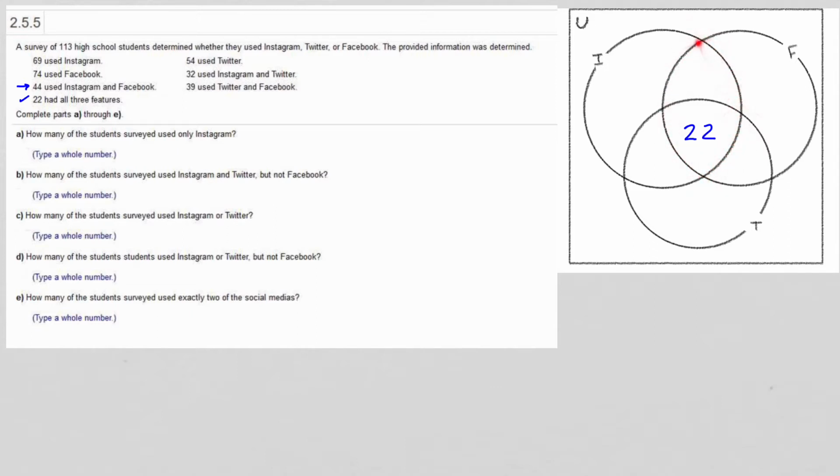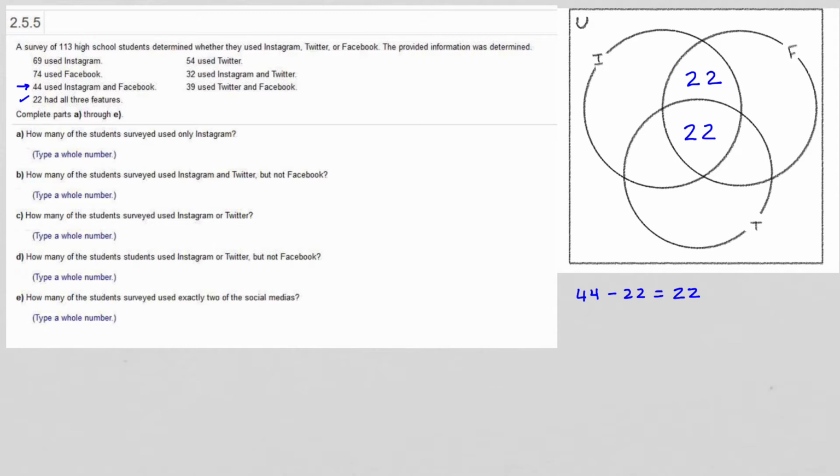And we know that there are 44 total in this football shape. And we already counted 22 who use Instagram, Facebook, and Twitter. So we want to say the remaining ones used Instagram and Facebook, but not Twitter. So we've got 44 that I'm going to start with, and I subtract the 22 that we've already counted, and that gives me 22 for Instagram and Facebook, but not Twitter.